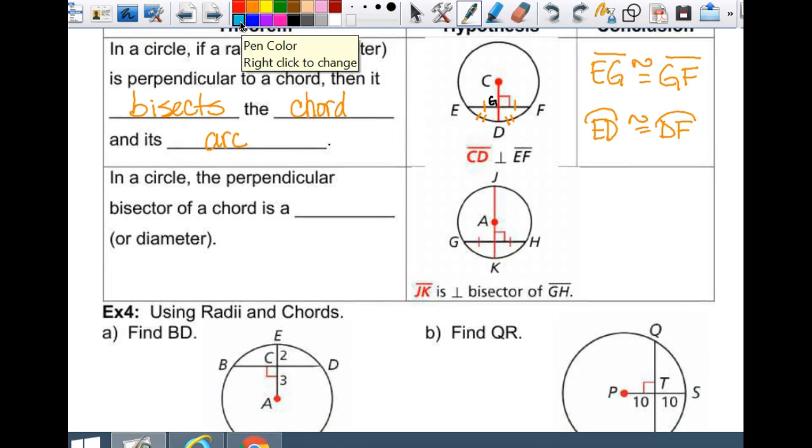The next one is basically the converse, but not directly. And in addition to that, we need to pretend like that point isn't there. I meant to take that off. Because what it's saying from the beginning here is that you just know that JK is a chord. That's it. You don't necessarily know that it goes to the center. All you know is that this line segment is the perpendicular bisector of this chord. So if this is the perpendicular bisector of this chord, then it is a radius or a diameter. So your conclusion is that line segment JK is a diameter.